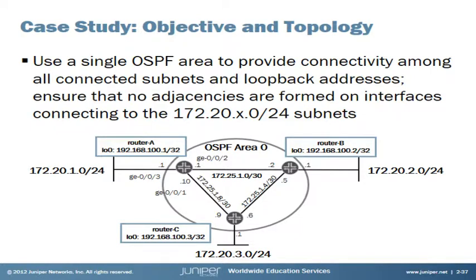172.20.x.0 subnets. So we've got 3 routers here in OSPF area 0. So in this little scenario, we don't want any adjacencies connecting to 172.20.x, so 172.20.1.3 down there, and .2 over there. We don't want any adjacencies forming with anything out there. But we do want connectivity amongst all of these routers, including their loopback interfaces. Let's take a look at how we achieve that.